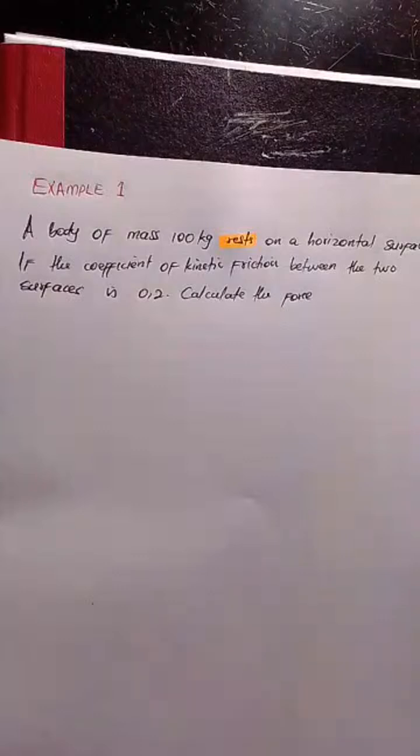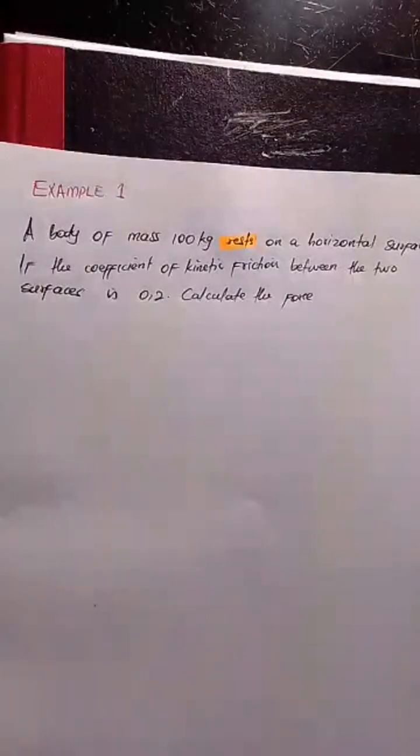So even here, a body of mass 100 kg rests on a horizontal surface. It's not moving, so F net is 0. Do you understand? Now I know that I'm dealing with Newton's first law. They didn't say anything about a free body diagram, but you cannot calculate without a free body diagram. Please, you need to draw the free body diagram.